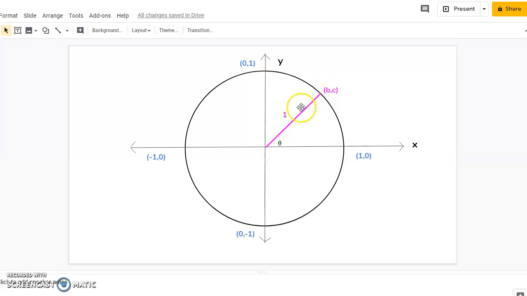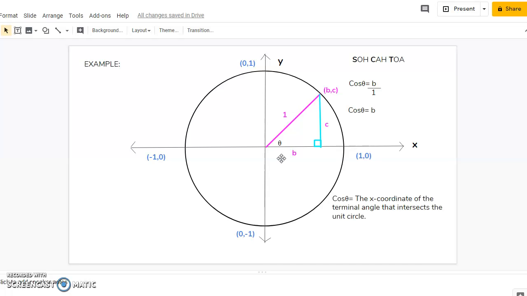Now, this point where it intersects, right here, we're going to call B comma C. If this ordered pair, this point where it intersects the unit circle, is B comma C, we can state that in a right angle, this side, your x value, is B and your y is C. When we use a right angle, that's when we can solve for sine, cosine, and tangent in this case on the unit circle.